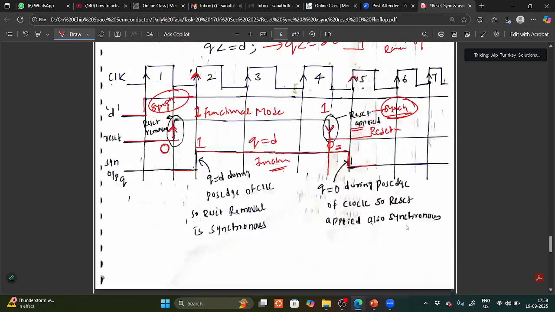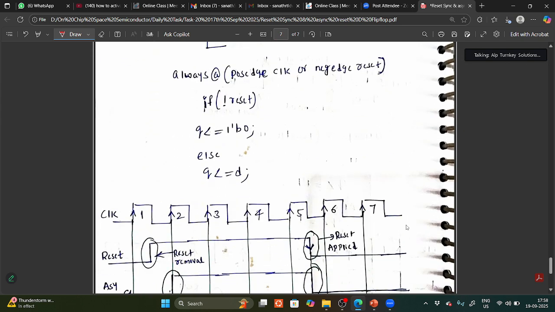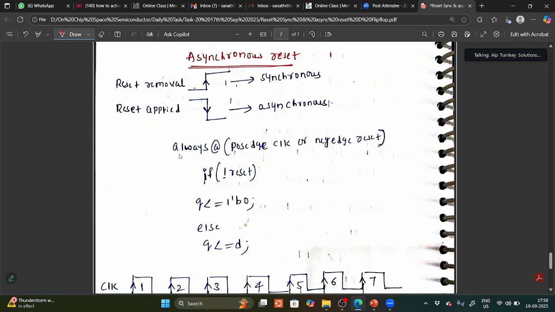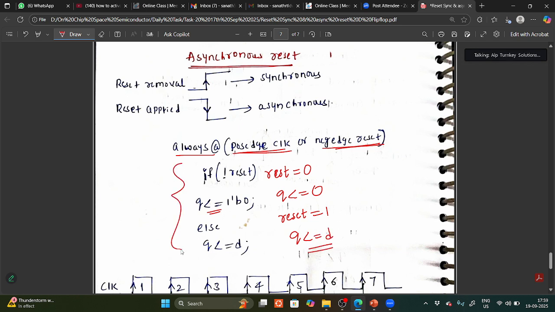Okay, and next if you see asynchronous. So this is some piece of Verilog code. Always @(posedge clock or negedge reset), you need to use this in the sensitivity list. If not of reset, that means when reset equal to 0, q becomes 0. This is the non-blocking operator we are using in the sequential circuit. When we discuss Verilog, I will tell you. Else, if reset equal to 1, q becomes d. So this is some piece of code in Verilog.